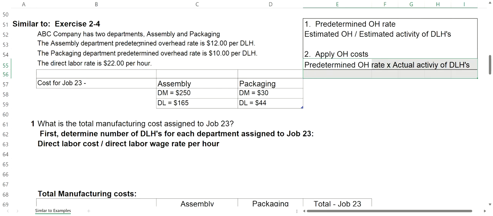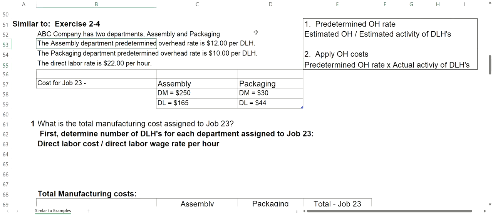So let's assume that we have two departments, and in this case, instead of a plant-wide rate, we decided it would be better to have a predetermined overhead rate for each department. So we'll be departmentalizing it. Now, in this case, both departments are going to use direct labor hours, but keep in mind maybe machine hours might be a better way to apply it. So one department could be machine hours, such as assembly, and the packing department could be direct labor hours. But in this case, they've already done step one to get the predetermined overhead rate for each department.